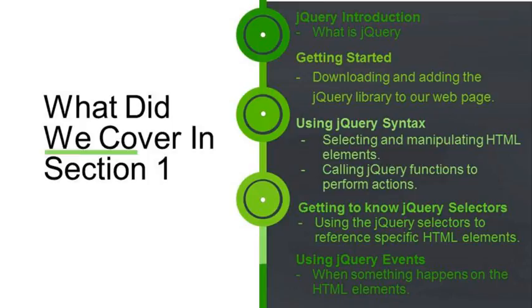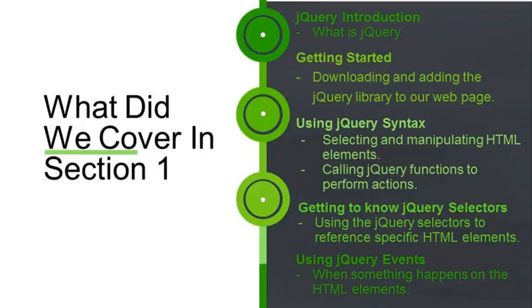So next we learned the jQuery syntax. And again, the only thing about the jQuery syntax is that we're just selecting HTML elements and we're manipulating them. Like I said again, we're just selecting and manipulating HTML elements. That's all that jQuery syntax does. And again, we're calling jQuery functions to perform actions on those HTML elements that we select. These actions call jQuery functions, and they manipulate the HTML elements that we select.